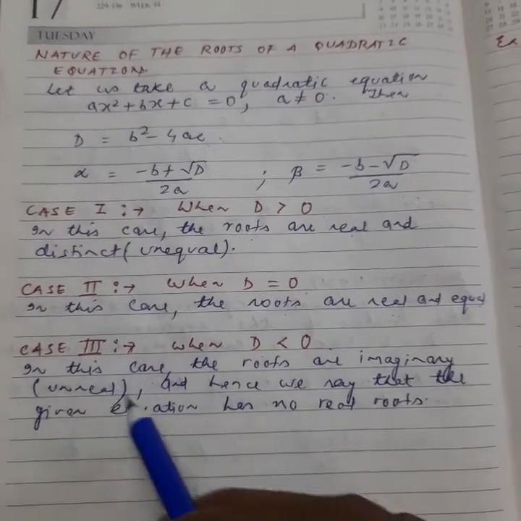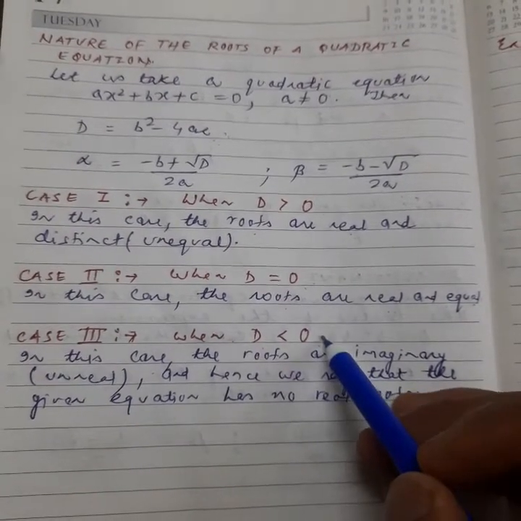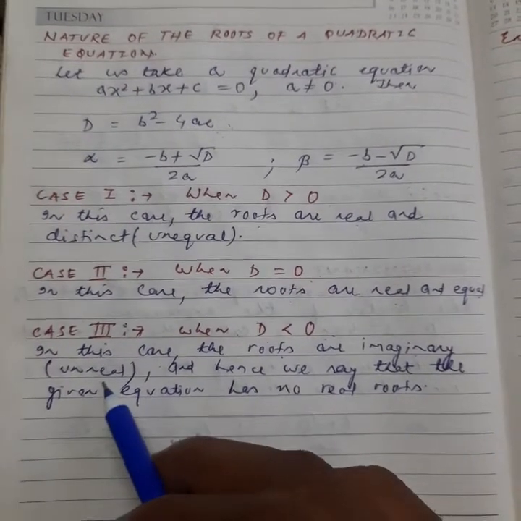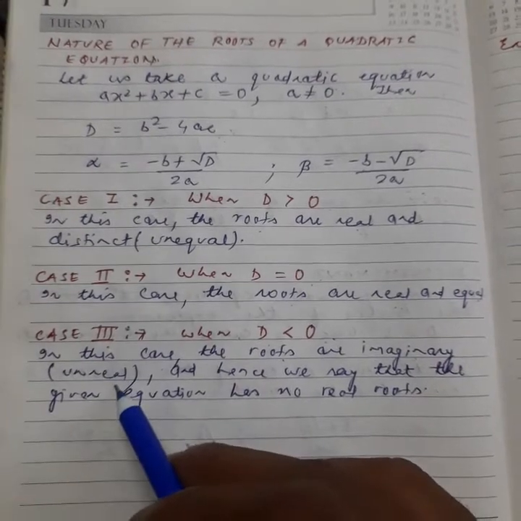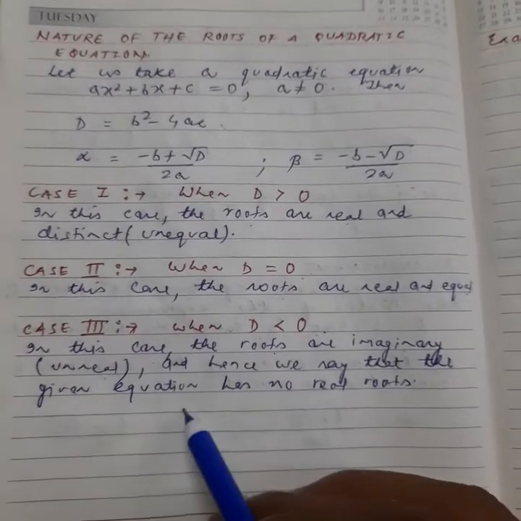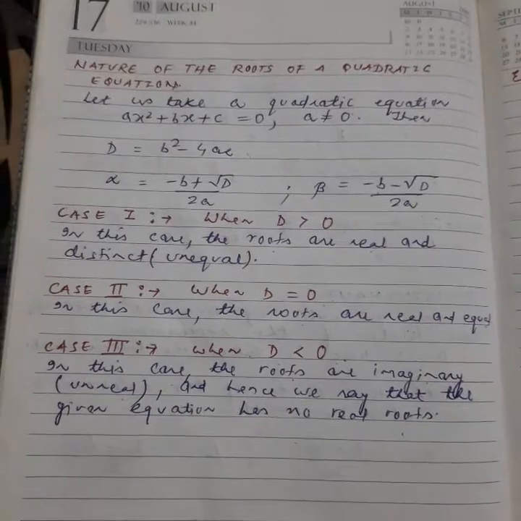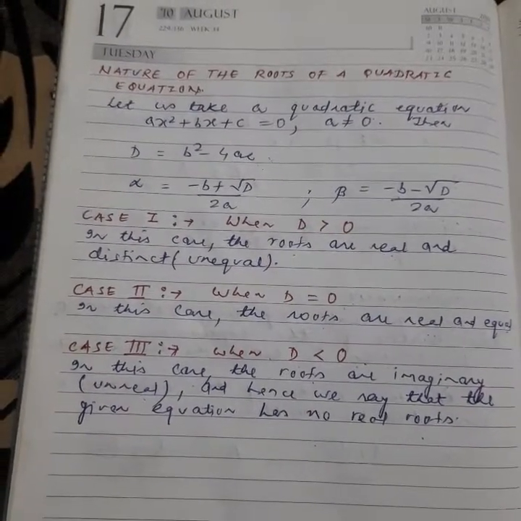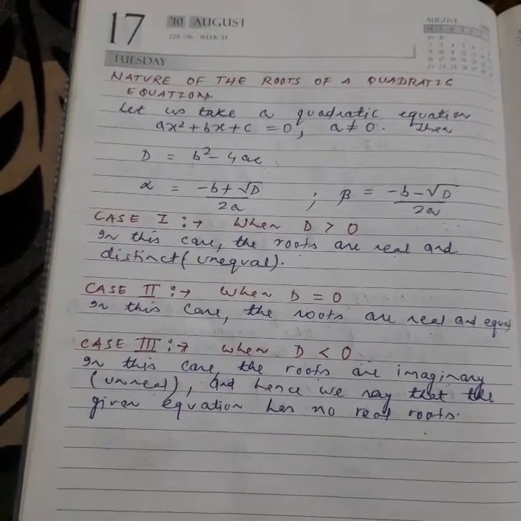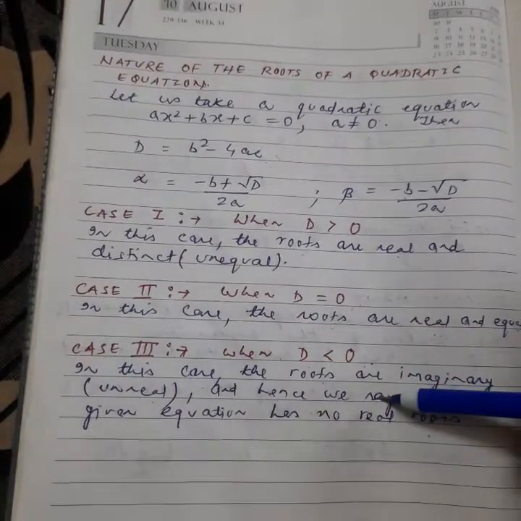And the third case is when the discriminant is negative, means less than 0. In this case, the roots of the equation will be imaginary. Imaginary means unreal answers. Unreal solutions we need not find, so we can directly say that the given equation has no real roots. So based on these three conditions, we can comment on the nature of the roots, as well as we can use this in our questions as well. Whatever the question will say, accordingly we will use the property of the discriminant.